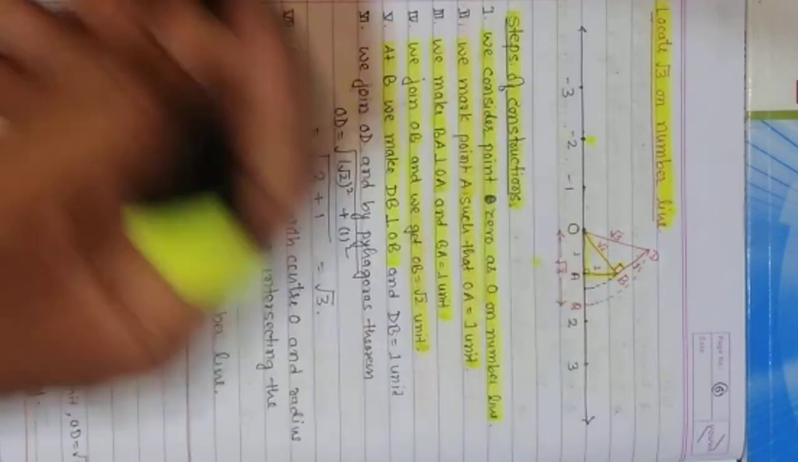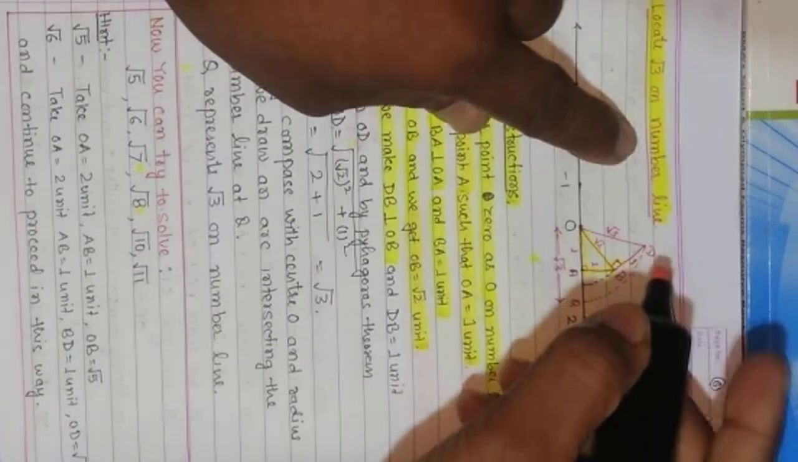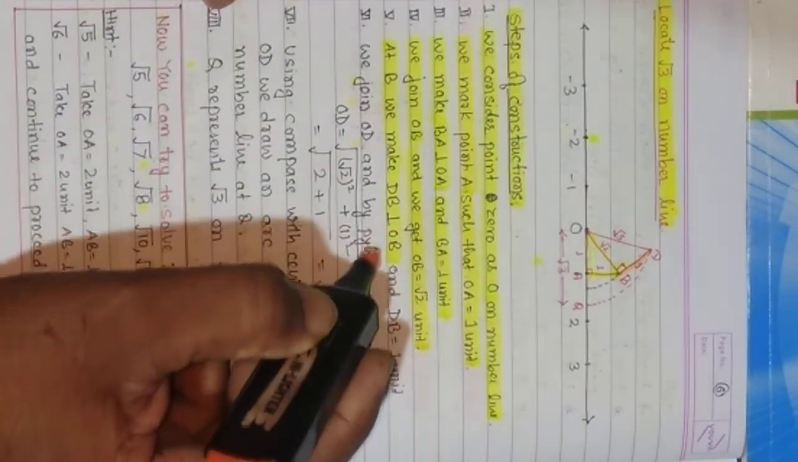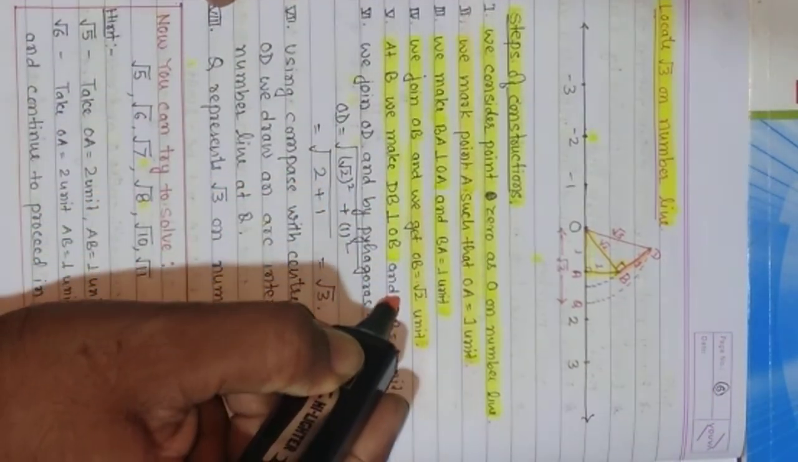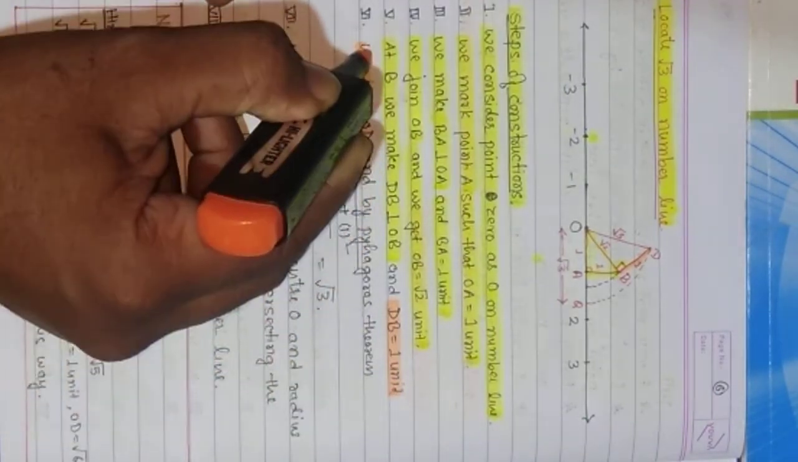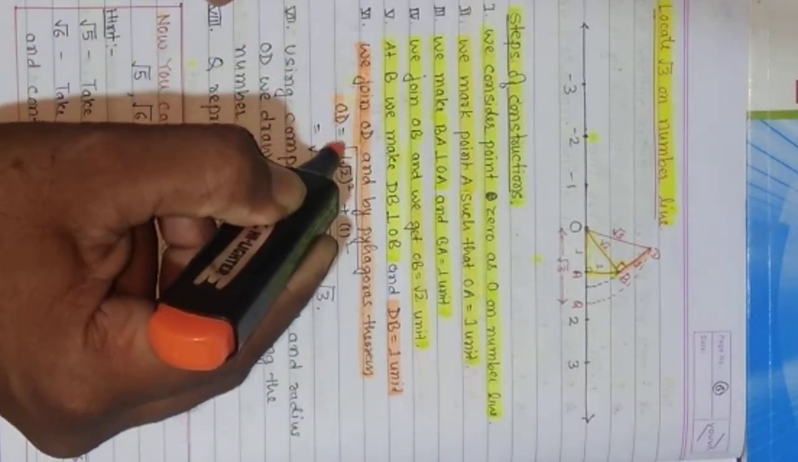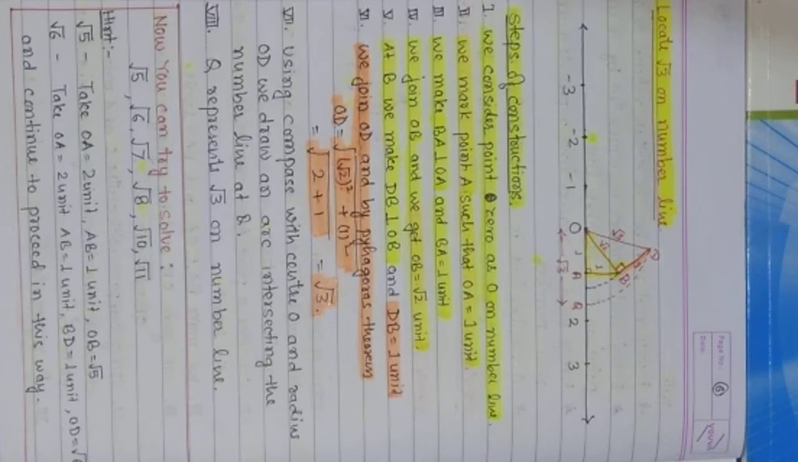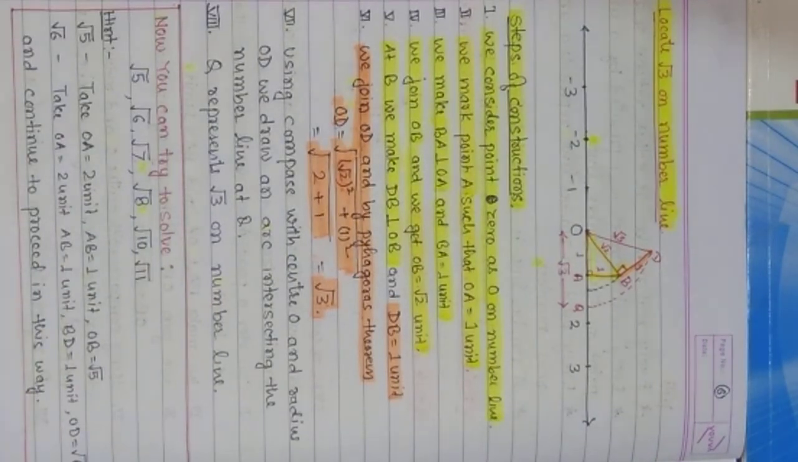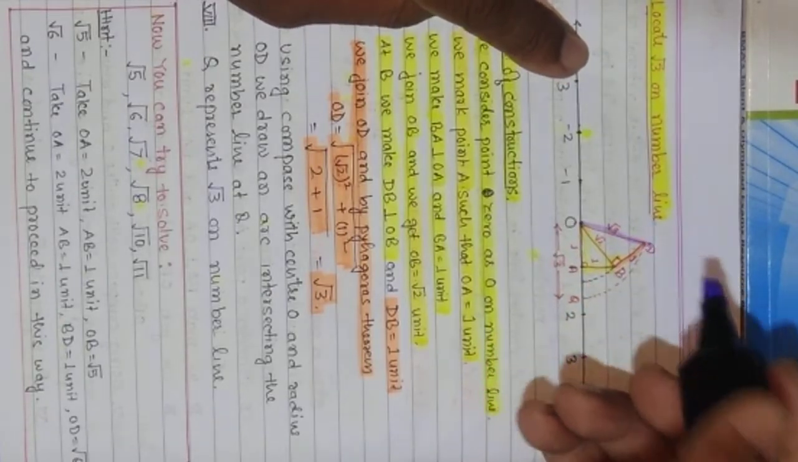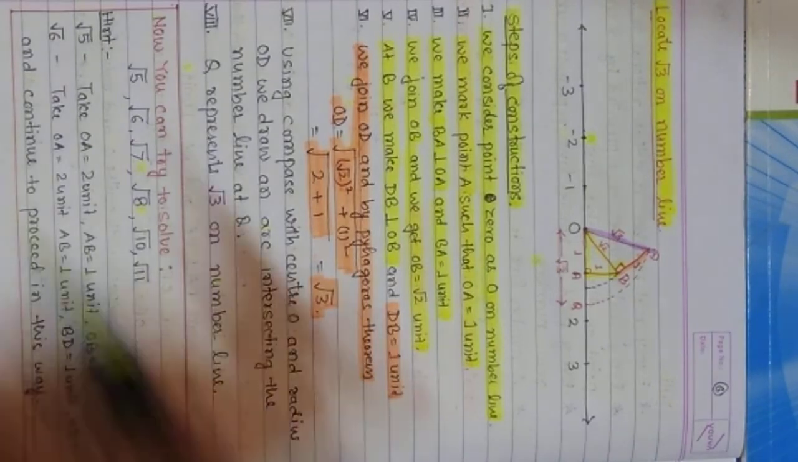At point B, we make DB perpendicular to OB, and DB equals 1 unit. After this, we join OD, and by Pythagoras theorem, we get OD equals under root 2 square plus 1 square. That means under root 2 plus 1, which equals root 3. So we get OD equals root 3.